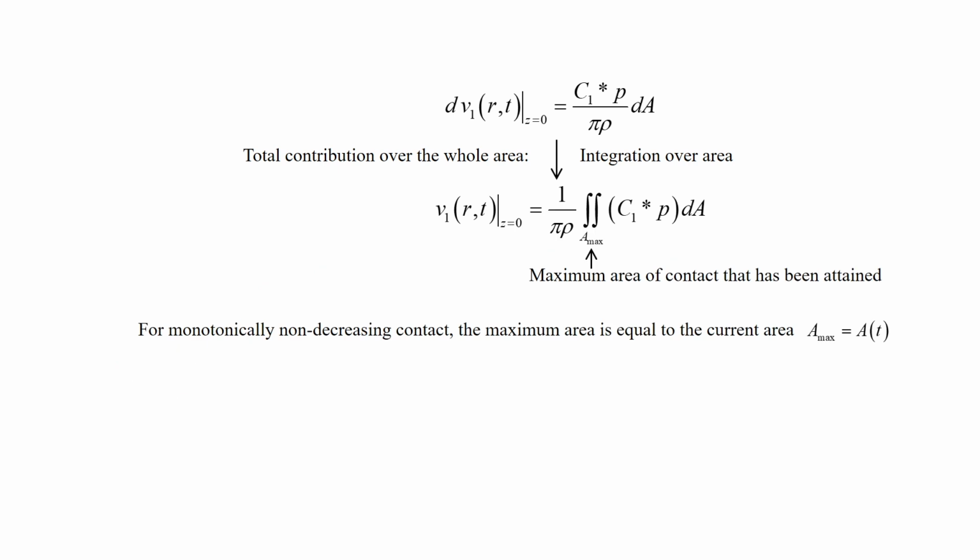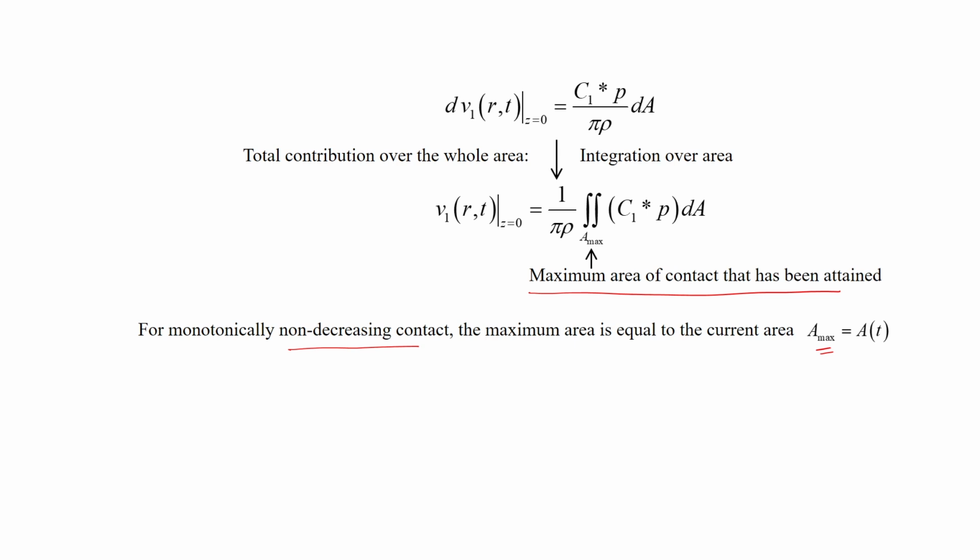Now, here there is one idea, that is the maximum area of contact that has been attained, means that when this experiment is being done or these two spheres are being brought in contact, this contact radius is continuously increasing, okay. This is non-decreasing contact, that is what it means. So, therefore, at any time t, whatever is the contact area that is attained, that basically is the maximum, okay. So, that is the one that is to be considered.